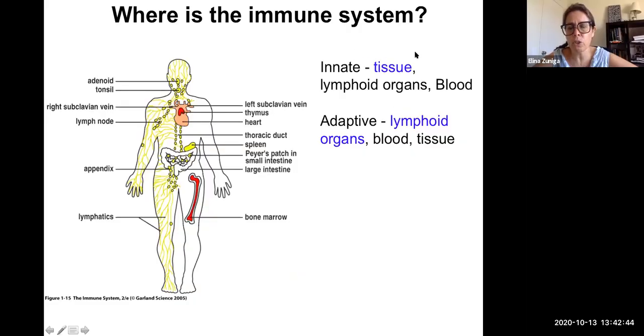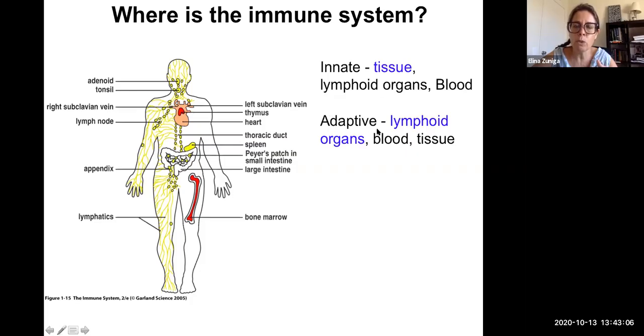The innate immune system we learn is in the tissues. We learn that macrophages are all throughout the body. For example, the dendritic cells are in the tissues, but also we have monocytes in the blood. And we have also innate cells in lymphoid organs, okay? And we will learn more about these lymphoid organs.